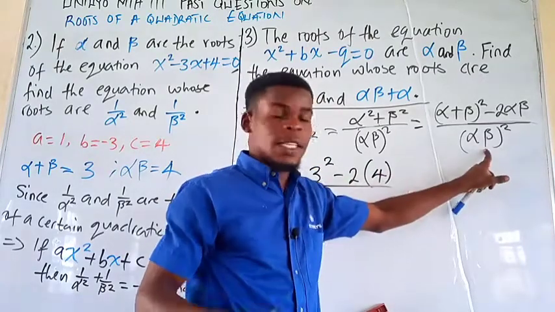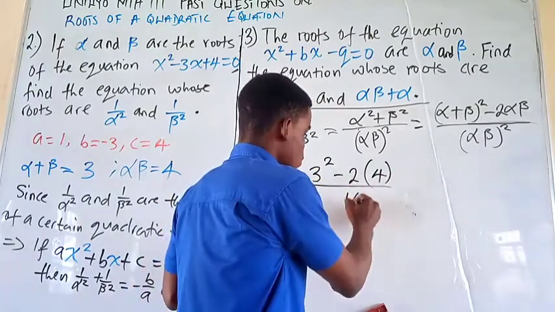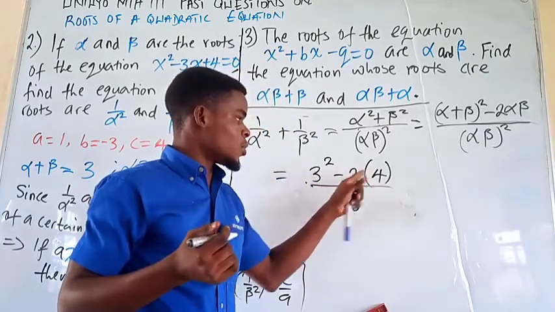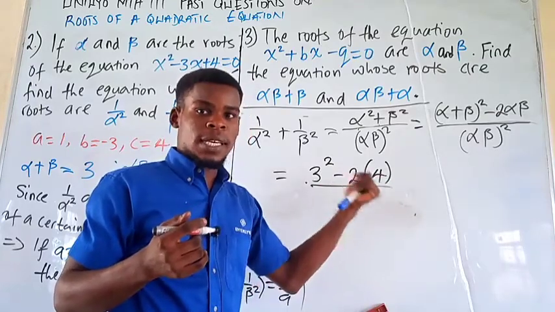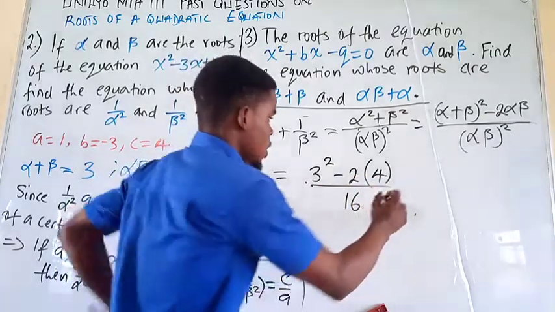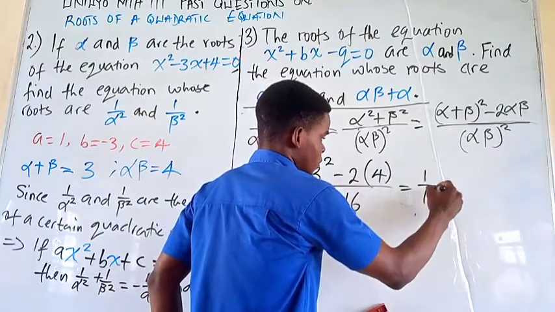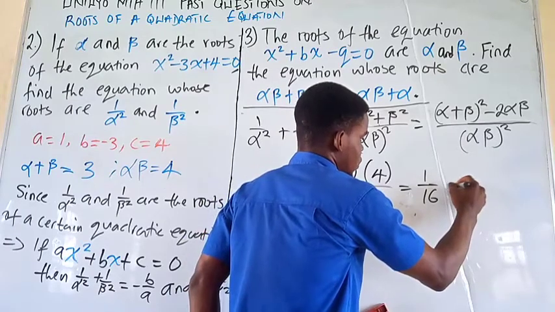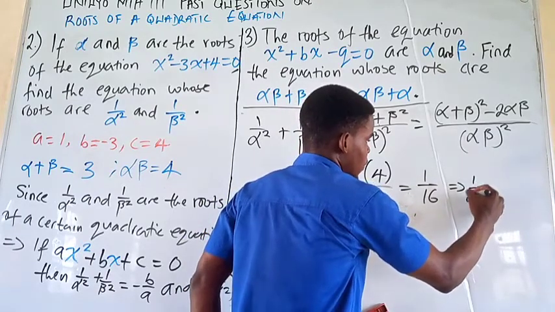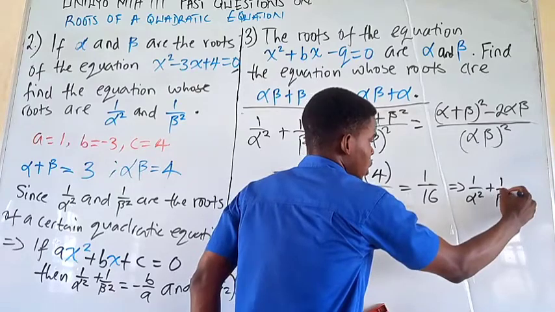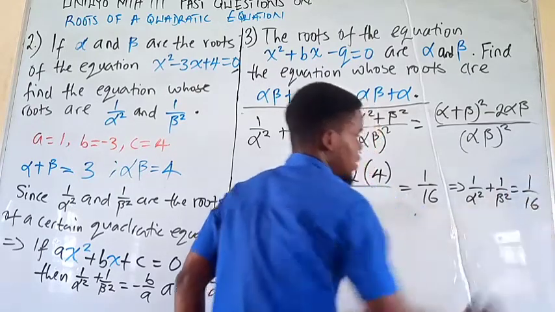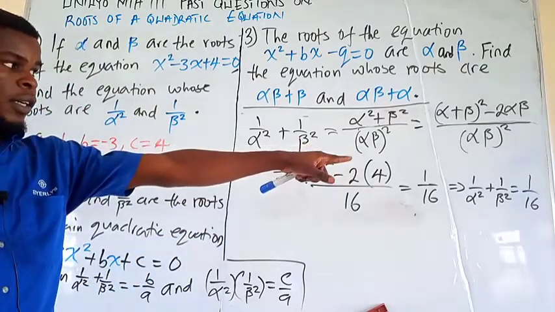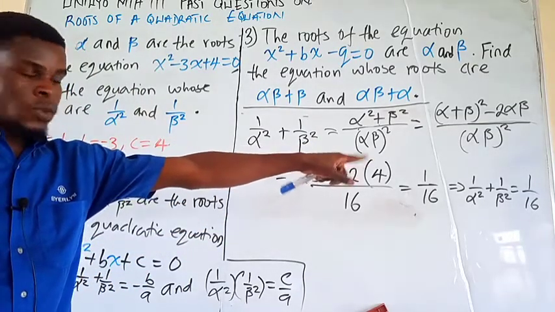Divided by alpha times beta, which is 4, and you are going to square that. So 4 squared is just 16. Here we have 3 squared, which is 9. 9 minus 2 times 4, which is 8. So 9 minus 8 is positive 1. So here it is just 1 over 16. So it means that 1 over alpha squared plus 1 over beta squared is 1 over 16. That means the sum of the two roots is just 1 over 16.